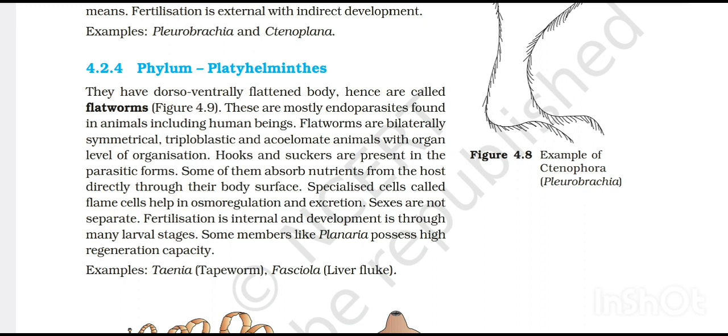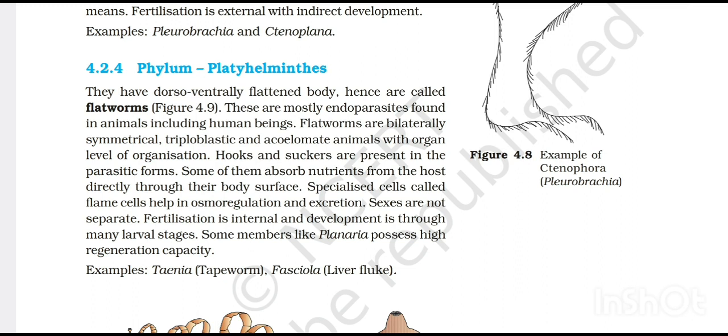Then phylum Platyhelminthes. They have a dorso-ventrally flattened body, hence called flatworms. They have dorsal as well as ventral surface. These are mostly endoparasites. Endoparasite means they live inside the body of another animal as parasite. Flatworms are bilaterally symmetrical. Their body can be divided into equal planes. They have the same right and left side.